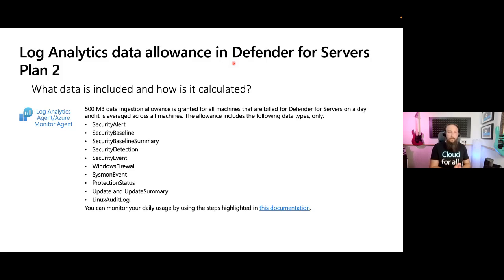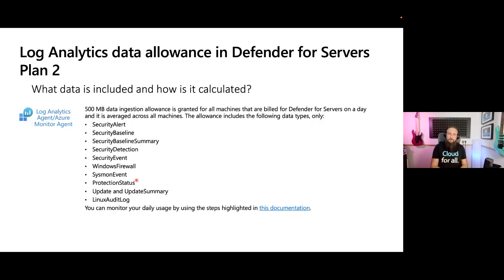What we do is, all machines that are billed for Defender for Servers on a day will have the 500 megabyte allowance for the data types, and these data types basically represent tables in the Log Analytics workspace that are mentioned on this slide. So as you can see, there is no syslog. There is no auditd. With that, we don't give you the 500 meg discount for this type of logs. But Linux machines are still covered. That is also a common misunderstanding that we're hearing when customers say, I only get the 500 meg discount for Windows machines, but that's not correct.